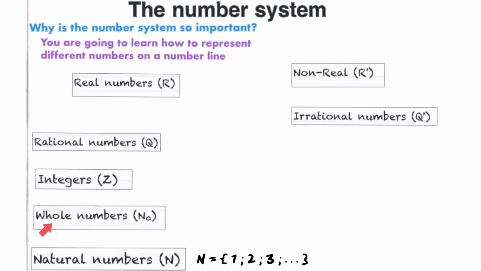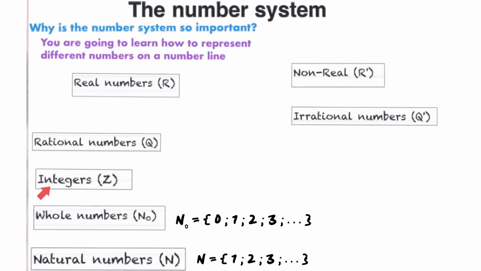Our next set is called whole numbers, and we denote it with the symbol N and a small number 0 next to it. Now yes, you got that right, because whole numbers are all our natural numbers, but it also includes a 0. So we can write the set as N with the small number 0 is equal to, and we start from 0, then 1, 2, 3, all the way to infinity. Whole numbers don't include fractions, and they don't include negative numbers.